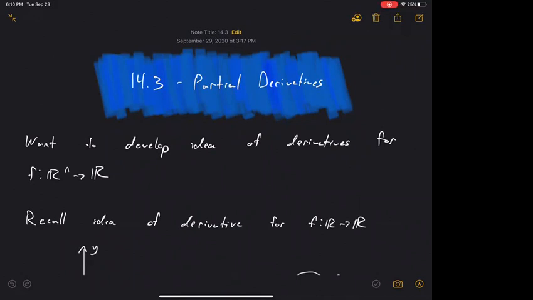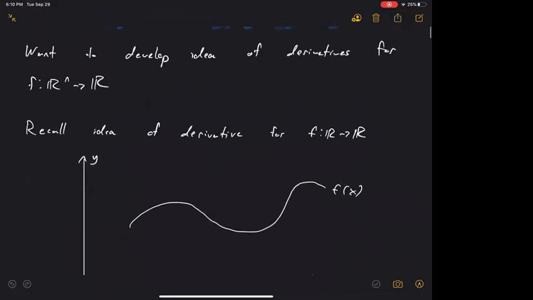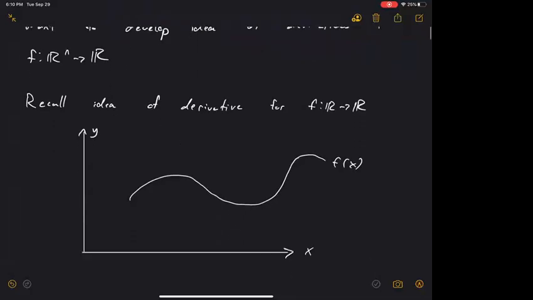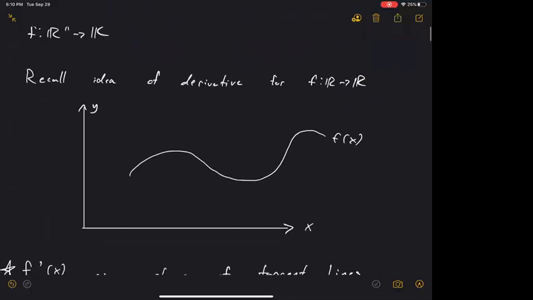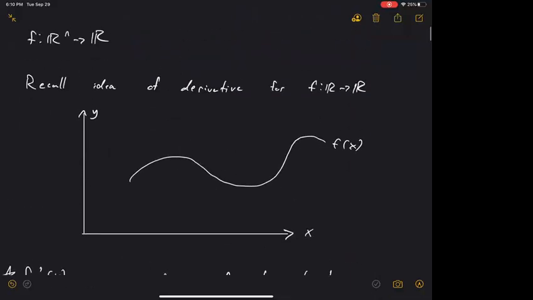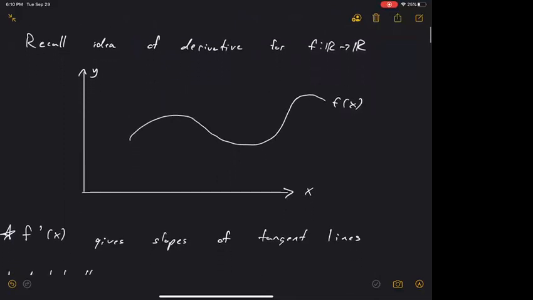Okay, so we want to develop this idea of the derivative for our multivariable functions. We've seen in Calc 1 already what a derivative is, but we want to extend this idea to functions of this form, where we have f from Rn to R. So let's first quickly review the idea of derivative for what we're used to, and then we'll talk about where the difficulties are with these derivatives for multivariable functions.